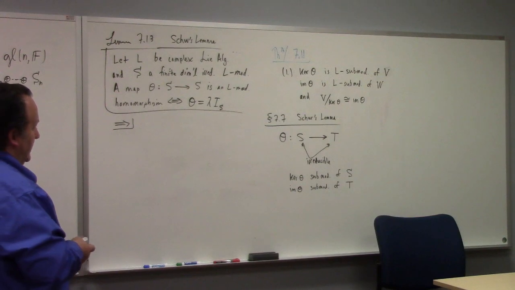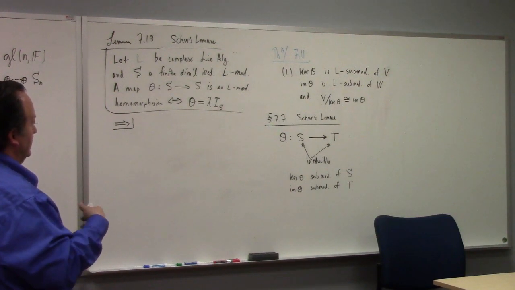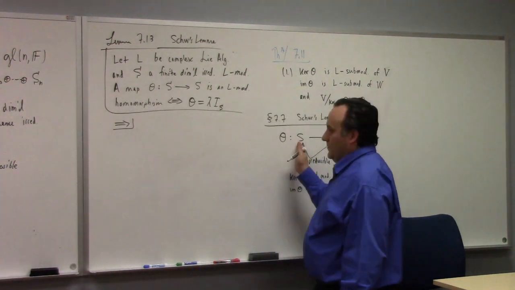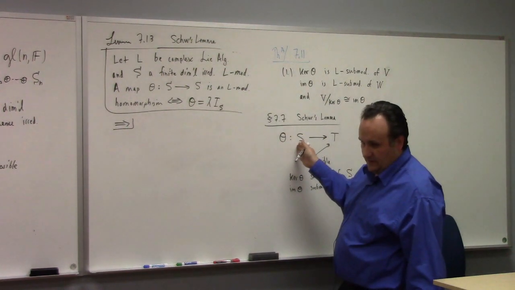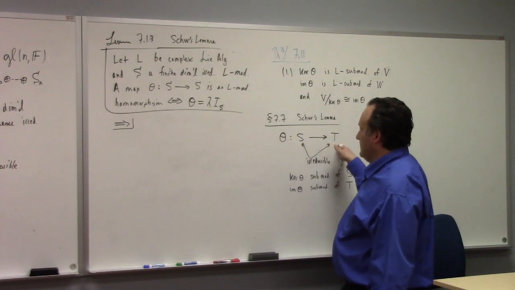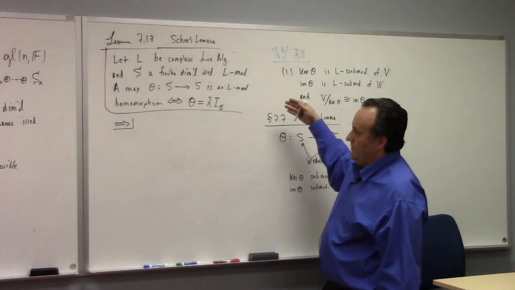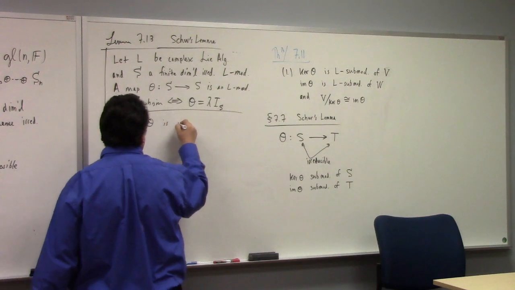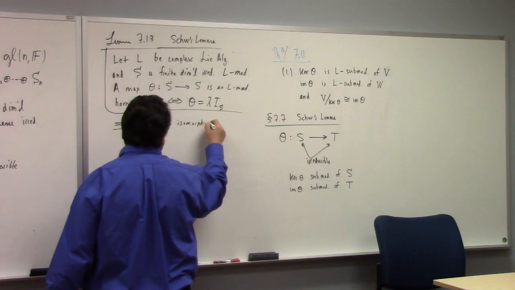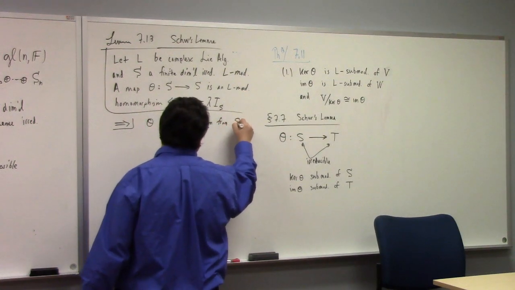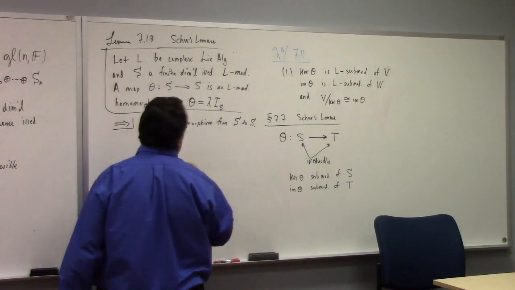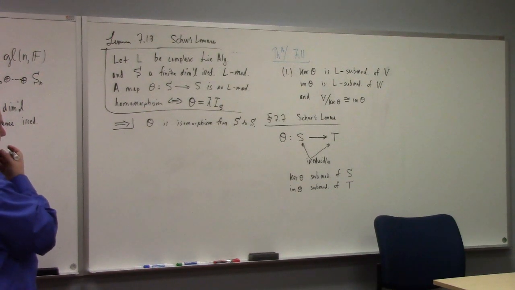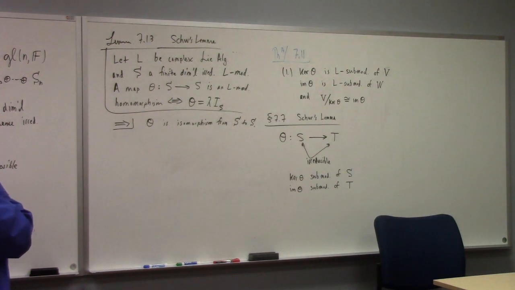Yes, because there are no non-trivial homomorphisms from S. Is any L module isomorphic to itself? Yes, right? So that forces the homomorphism to in fact be an isomorphism. So if we have an L module homomorphism, it is necessarily the case that theta is an isomorphism from S to S, right?